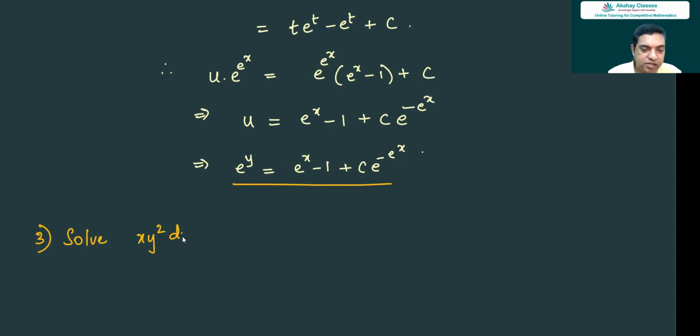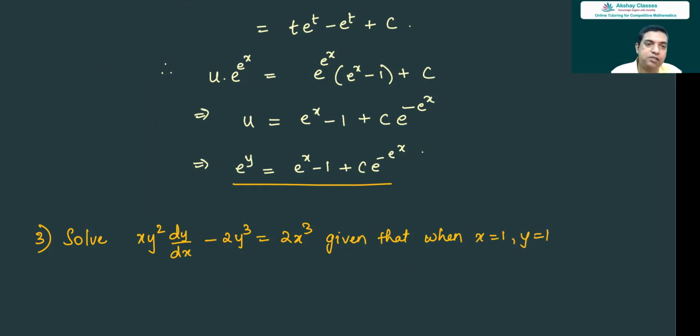Solve x y square dy by dx minus 2y cube is equal to 2x cube, given that when x equal to 1, y is equal to 1.